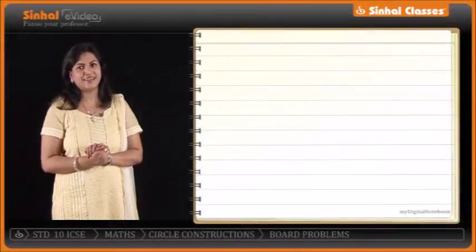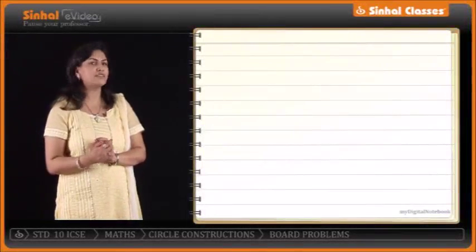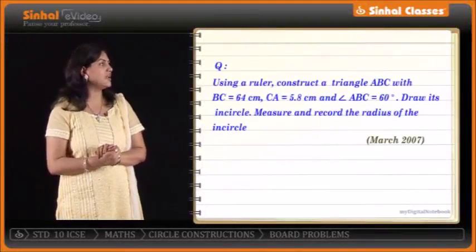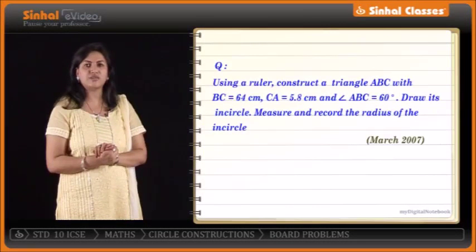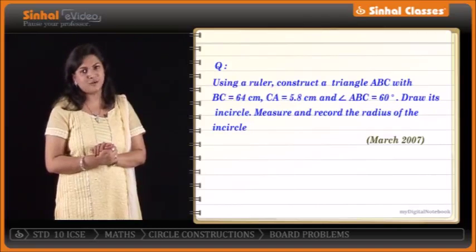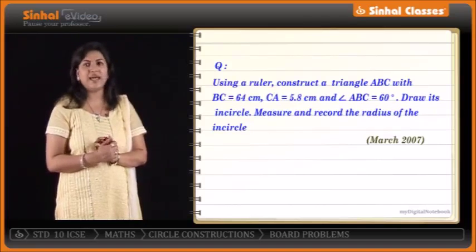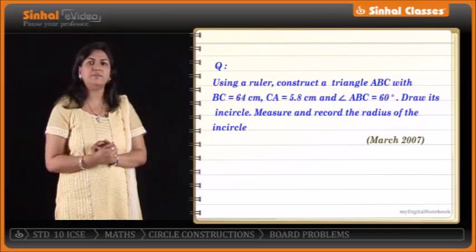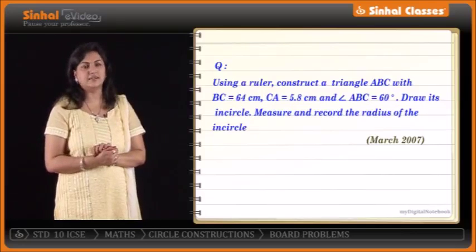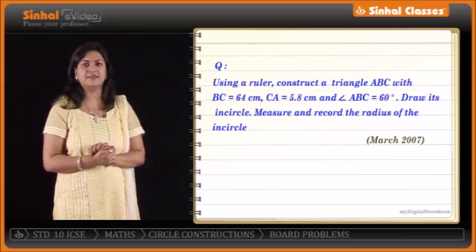Now, let's take our next problem, that is the March 2007 board question. Using a ruler, construct a triangle ABC with BC as 6.4 cm, CA as 5.8 cm and angle ABC as 60 degrees. Draw its incircle. Measure and record the radius of the incircle.